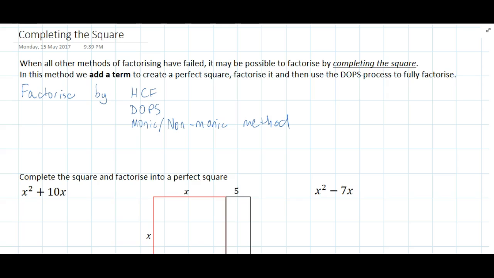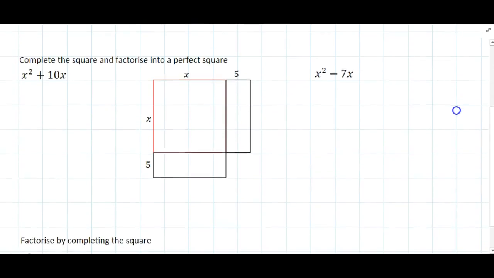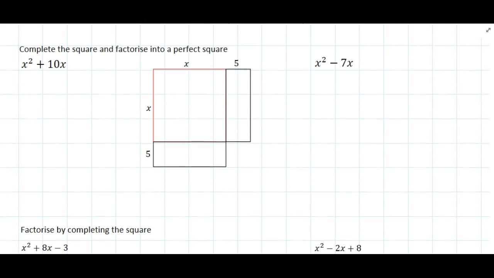Now it can be a bit tricky to understand. Because it actually uses the difference of perfect squares method eventually anyway, you have to know how to do both of them. So I just wanted to talk firstly about what we are doing when we're completing a square, and what we're actually doing is creating a perfect square out of something that isn't.